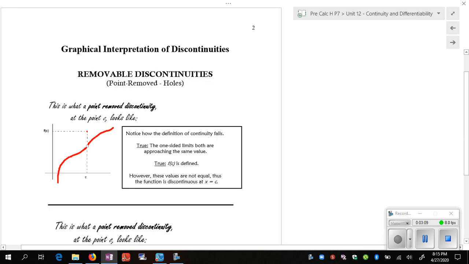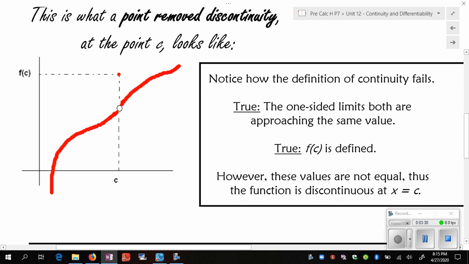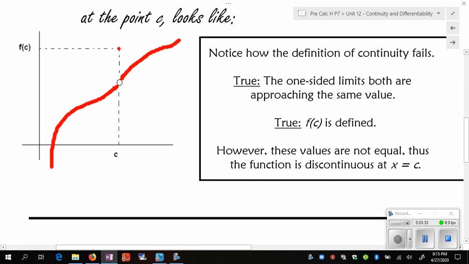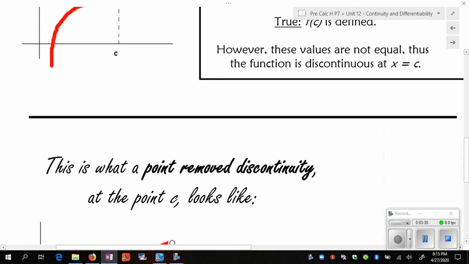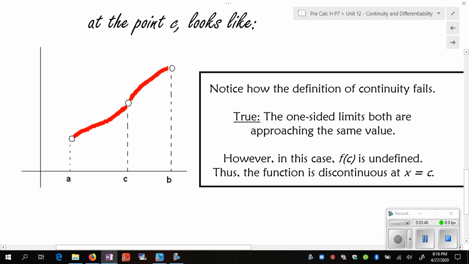So graphically, for a removable discontinuity, you could see that the limit approaches this value right here. We have the limit approaching this value here, but the function value at that point is there. So there's a removable discontinuity. You could see in this little box here that the limit is defined, the function is defined, however, they do not approach the same thing. Another type of removable discontinuity is, again, the limit is defined, but then the function doesn't even exist at that point.